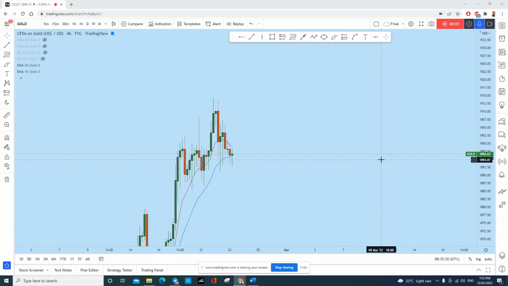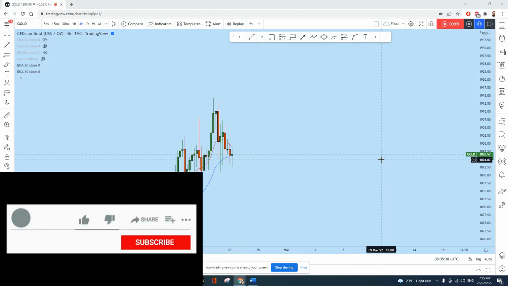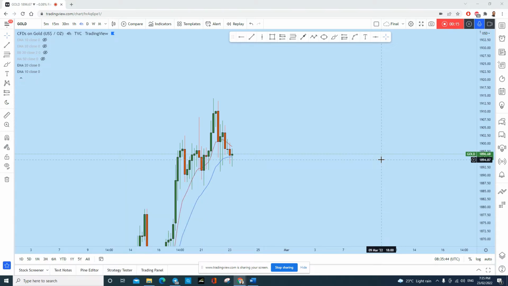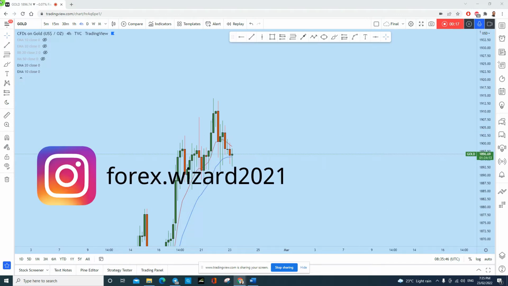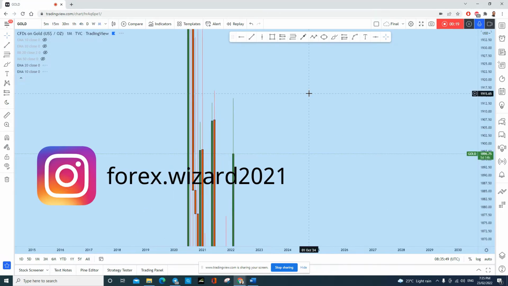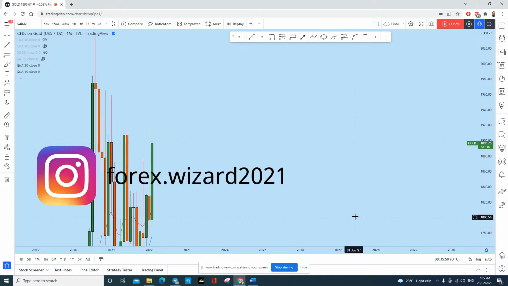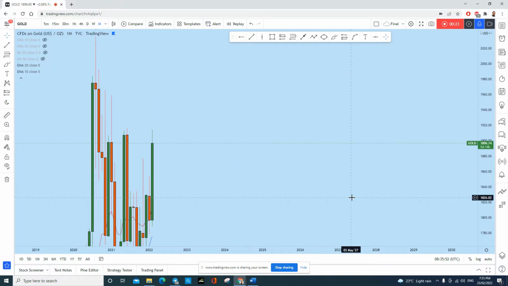What's up, traders? So let's do a full multi-time frame analysis of gold. Let's see how we can trade this highly traded precious metal. Now, gold, as I mentioned in quite a few of my analyses, is now forming a reversal pattern in this top. Let's start with the higher time frame to see how gold price action is forming.